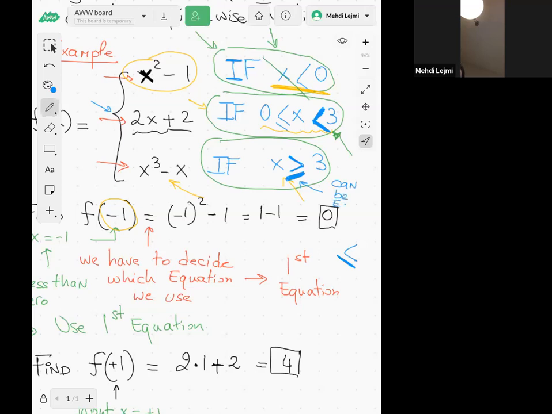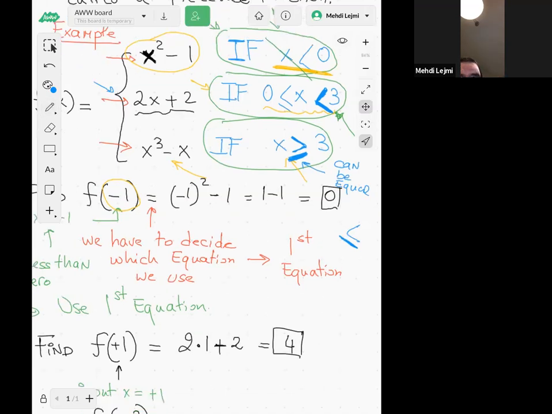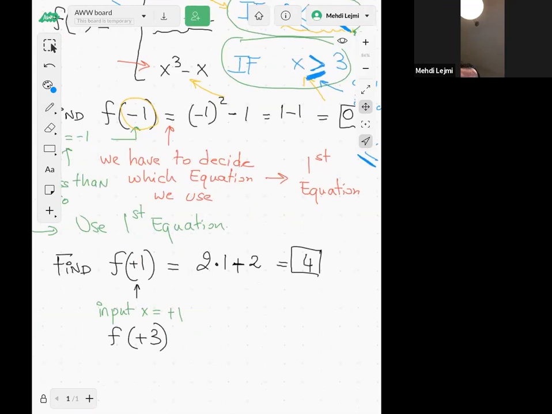So if my input x can be equal to 3, well, that's perfect, because my x is 3. So f of positive 3 would be x cubed minus x, so 3 cubed minus 3. That's 27 minus 3, and the answer would be 24.